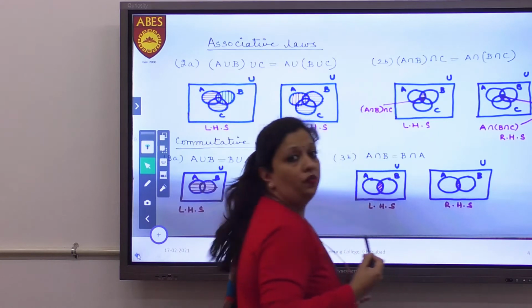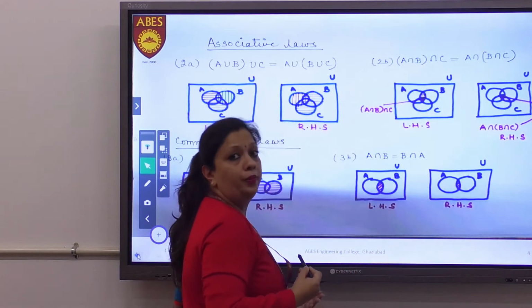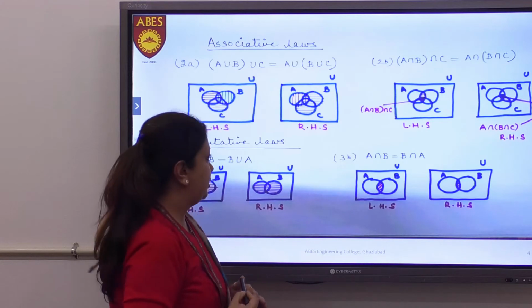So the associative law even holds for the intersection operation when we apply it on sets.